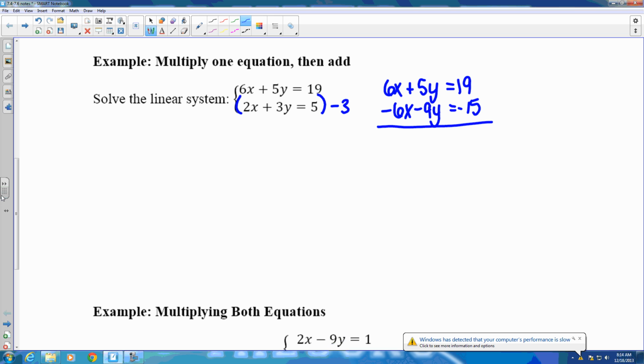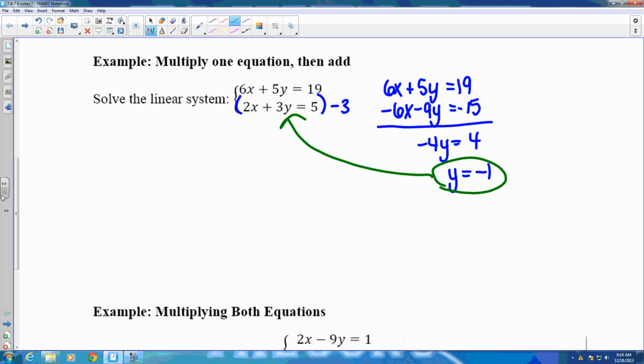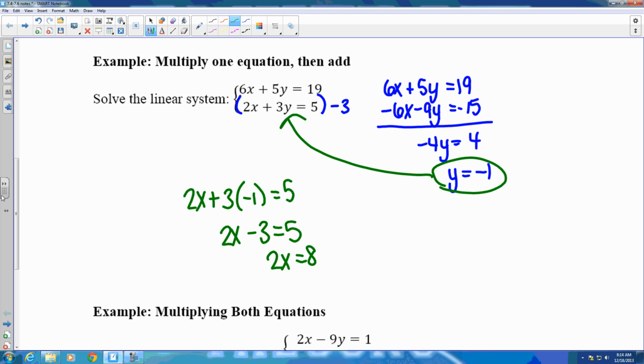Okay, once I do that, I can add everything down. And we have negative 4y equals 4, and y equals negative 1. Then, like last time, we're going to plug that negative 1 into any equation that we want to. I'm looking at the first bottom one. 2x plus 3 times negative 1 equals 5. 2x equals 8. X equals 4. So our intersection point would be 4, negative 1.